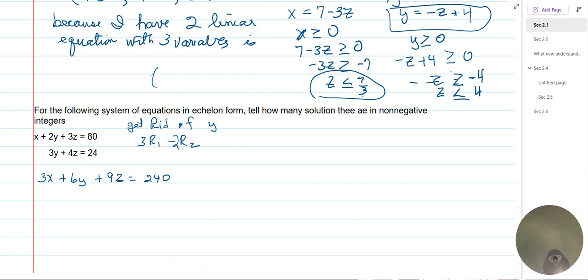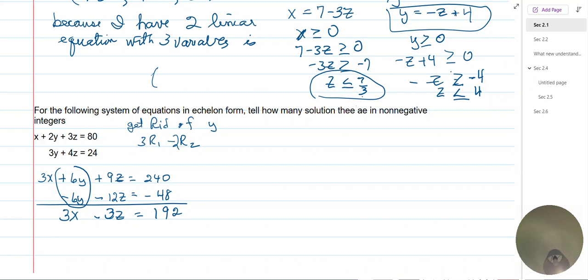All right, now on this one, it's minus 2. So I'm going to have a minus 6y minus 12z's equal to a negative, and that's 48. Right, this guy will zero out, so I'm good. 3x, and I'm going to have minus 3z, and this is going to be a 192.